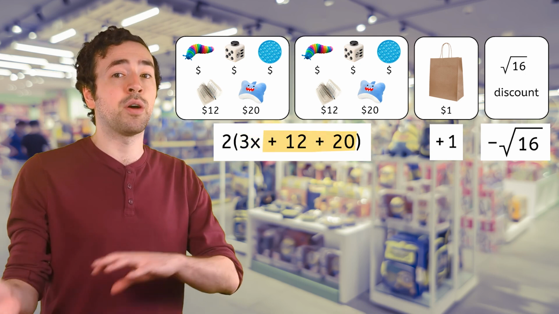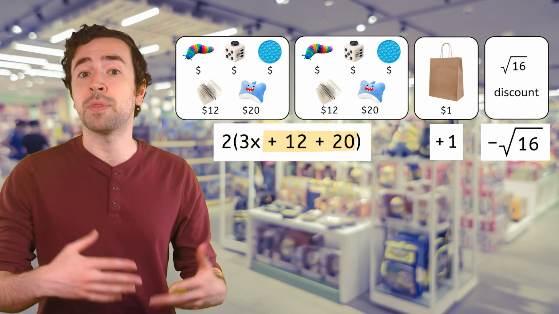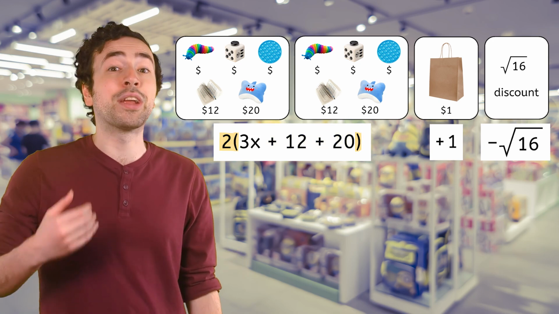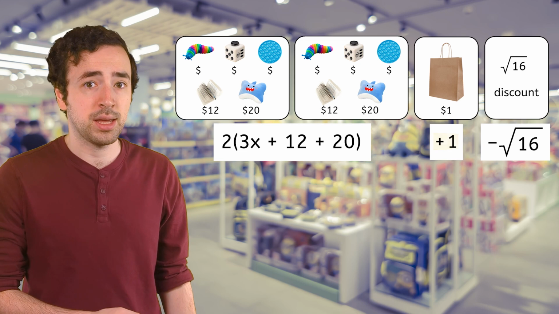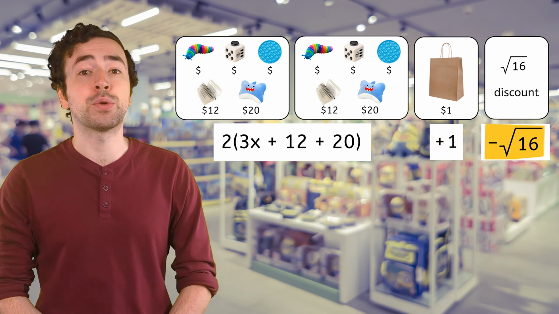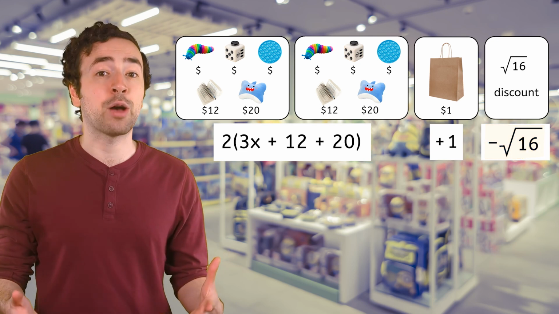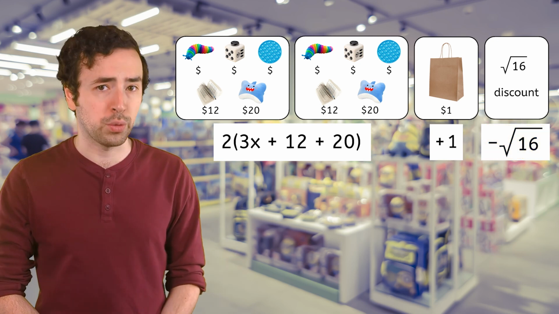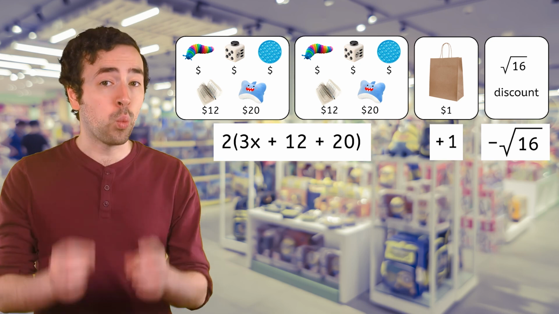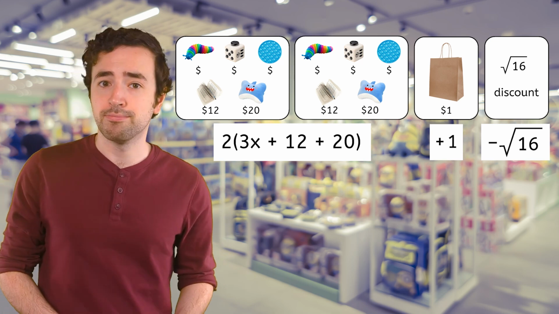Adding in the prices of the book and the pillow makes up the rest of the group, and then we multiply the whole group by 2 because my friend and I are each buying the same things. We add 1 for the bag fee, and then subtract the square root of 16 because a discount will take money off of our total. These are not included in the parentheses because they're only applied once to our overall total.